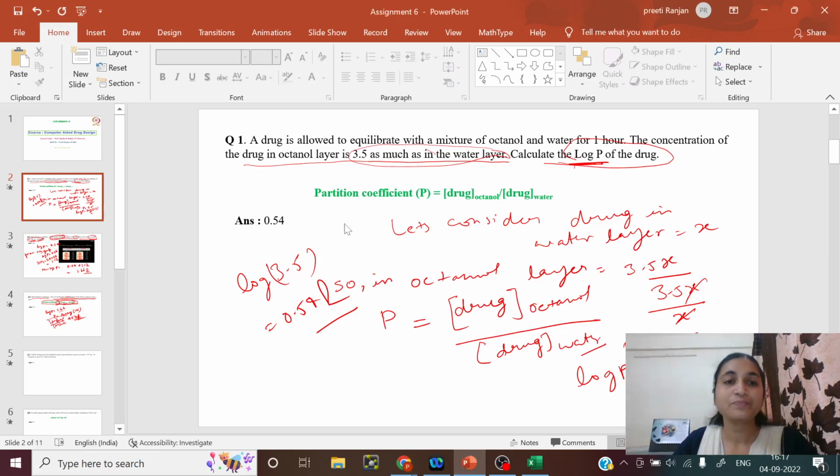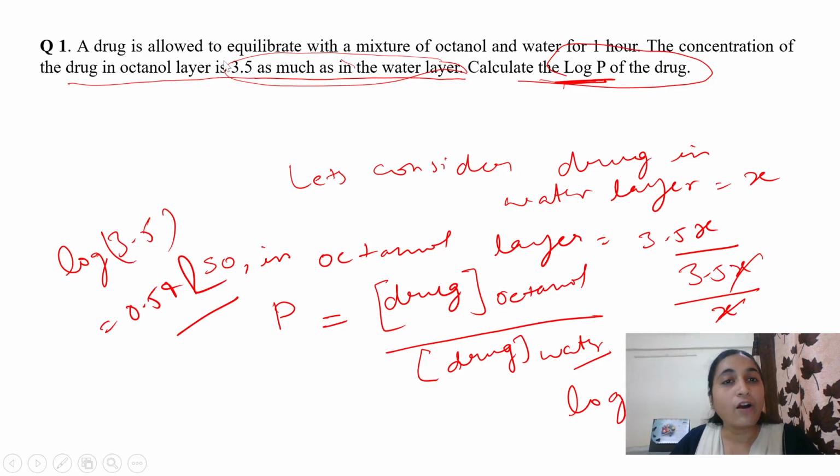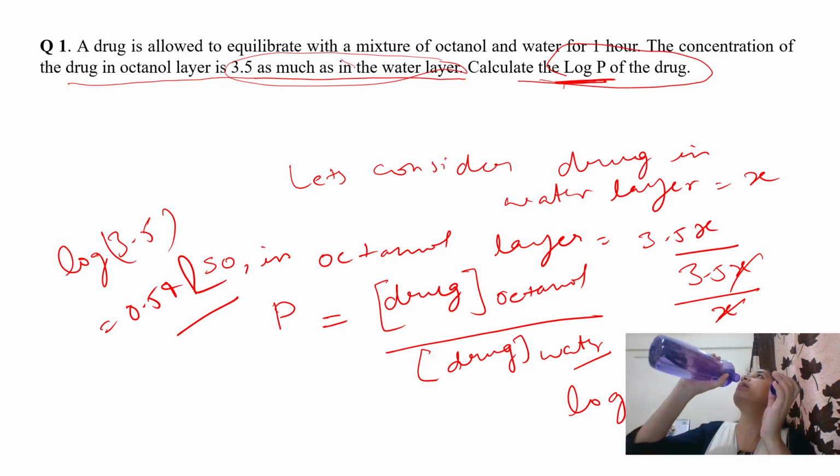Okay. So question 1. A drug is allowed to equilibrate with a mixture of octanol and water for 1 hour. The concentration of drug in the octanol layer is 3.5 times that in the water layer. So calculate the log P of the drug. In this question, we have to calculate log P of the drug, and the concentration of drug as compared to water is 3.5 times greater than what is available in the water layer.